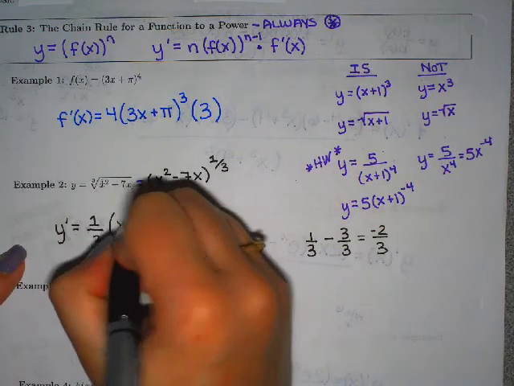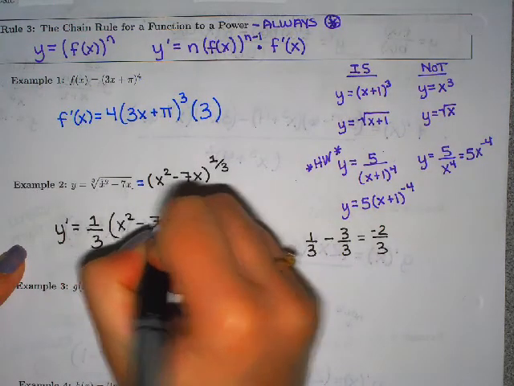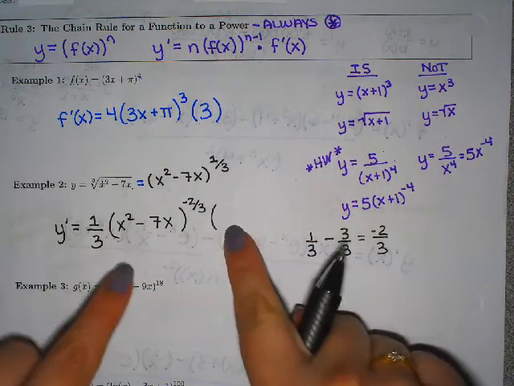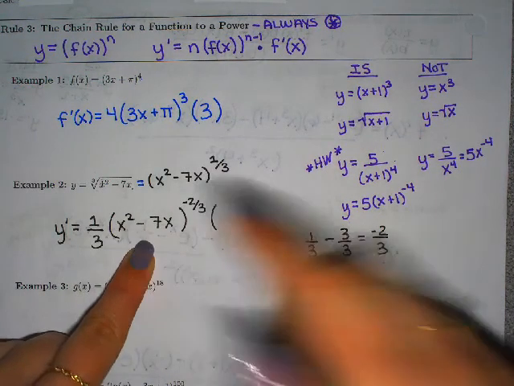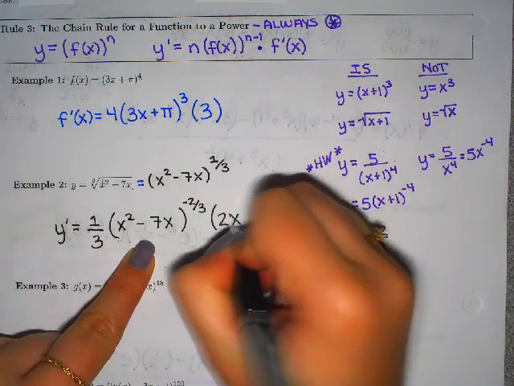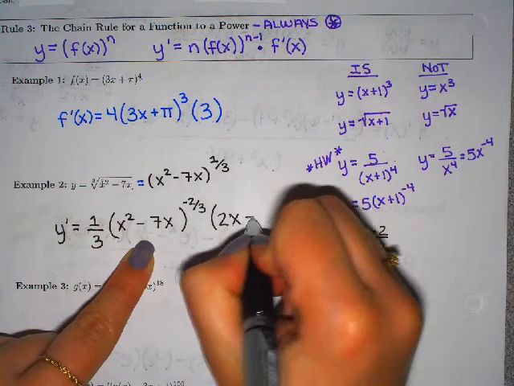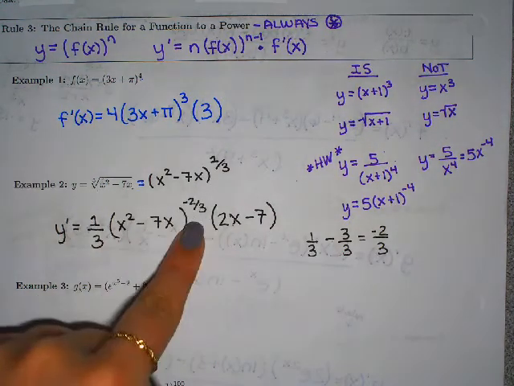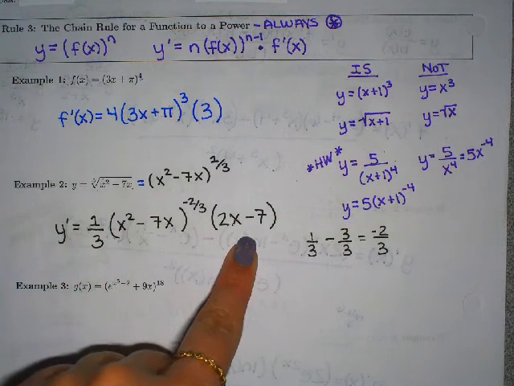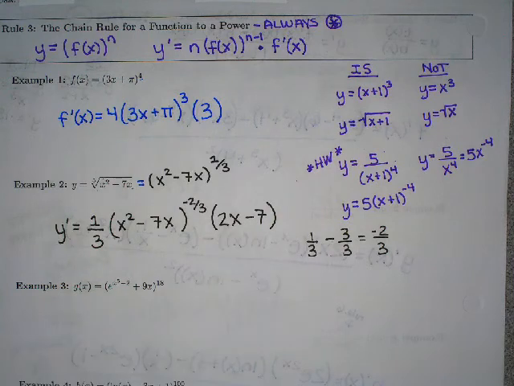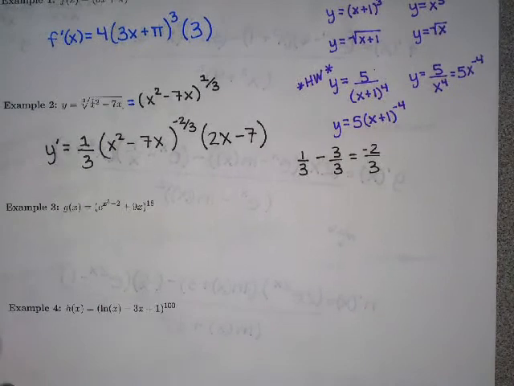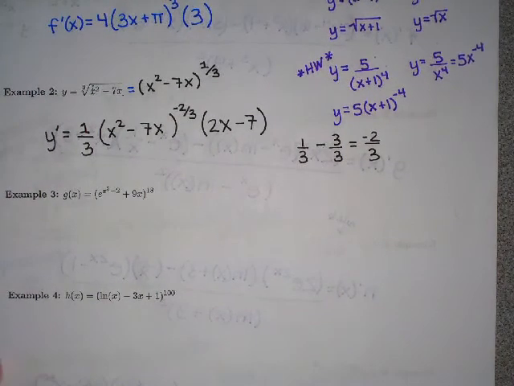Okay, bring down the power, subtract 1 for the new power, put the original on the inside, and then multiply by the derivative. It kind of feels like we haven't done too much work until the end where we think about the derivative of the inside. Derivative of x squared is 2x, and derivative of negative 7x is negative 7. Bring down your power, keep the original, raise it to a new power, multiply by the derivative of the inside. Product is plus, quotient is minus, chain is multiplication.